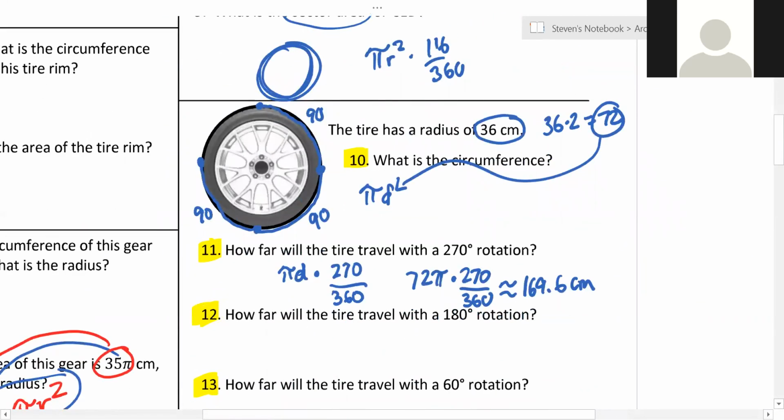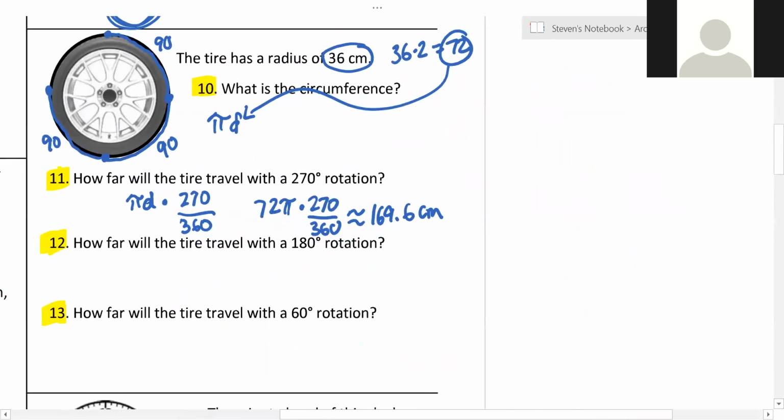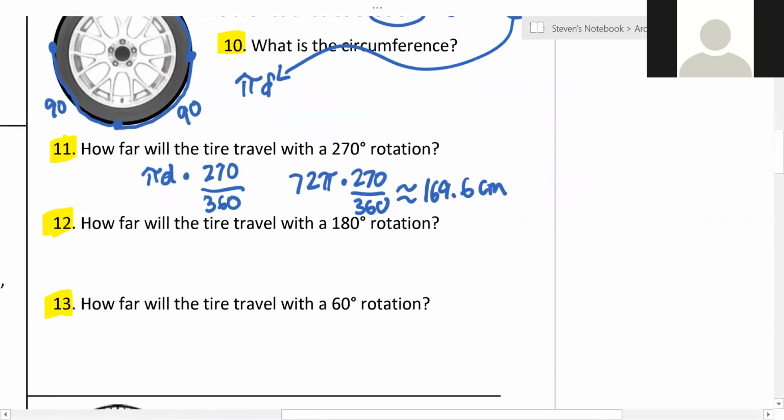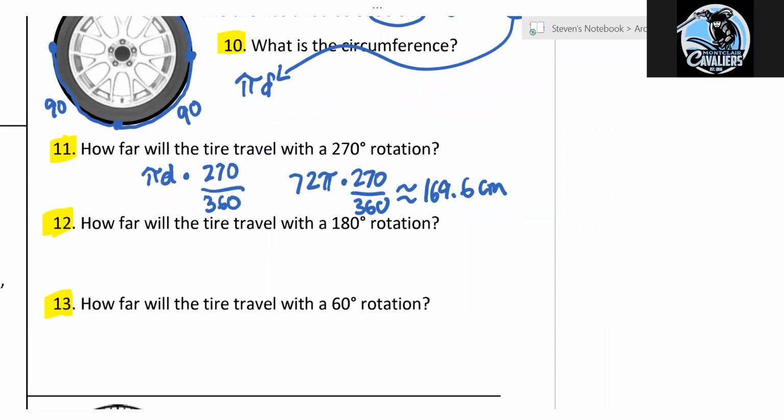For number 11, how do we know to use arc length instead of sector area? Like how do we know what question we're supposed to use? Really good question. So the key is right here in the beginning where it says, how far will the tire travel? It's not asking for area, it's asking how far, which is length, that's distance, right? Does that make sense?